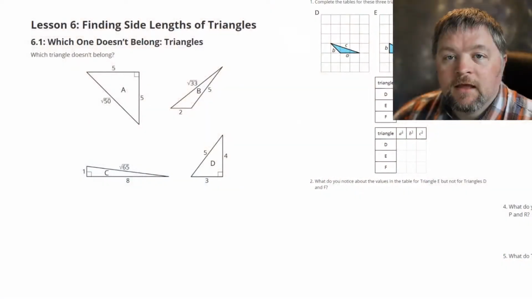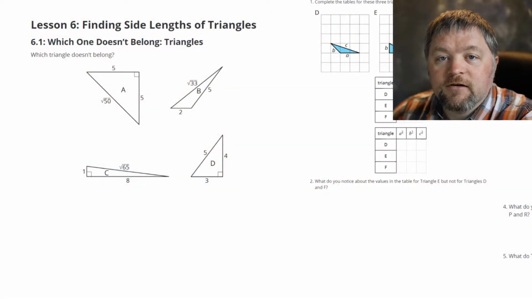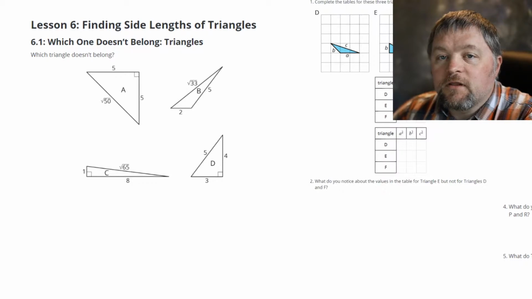Today we are doing Illustrative Math, Grade 8, Unit 8, Lesson 6. This is going to be our first lesson really diving into the Pythagorean theorem, which is one of the major topics of this unit. Our warm-up question here is a which one doesn't belong.